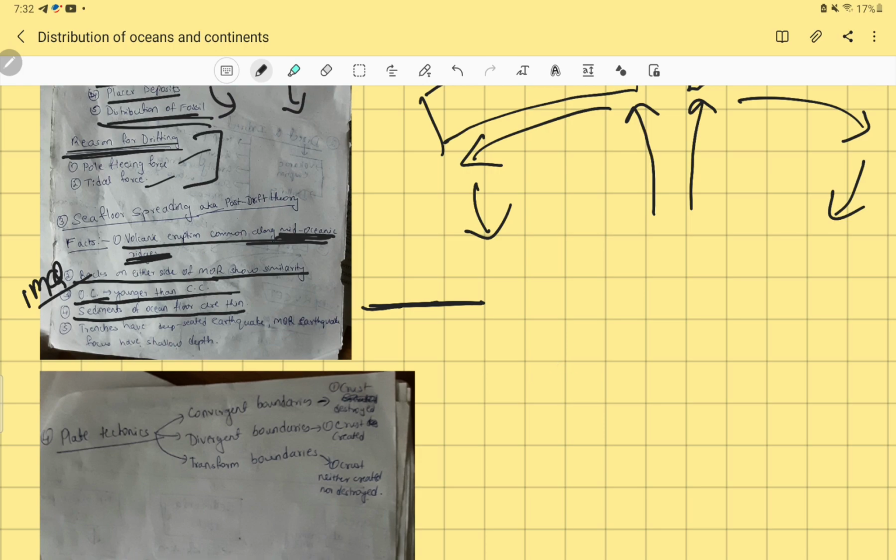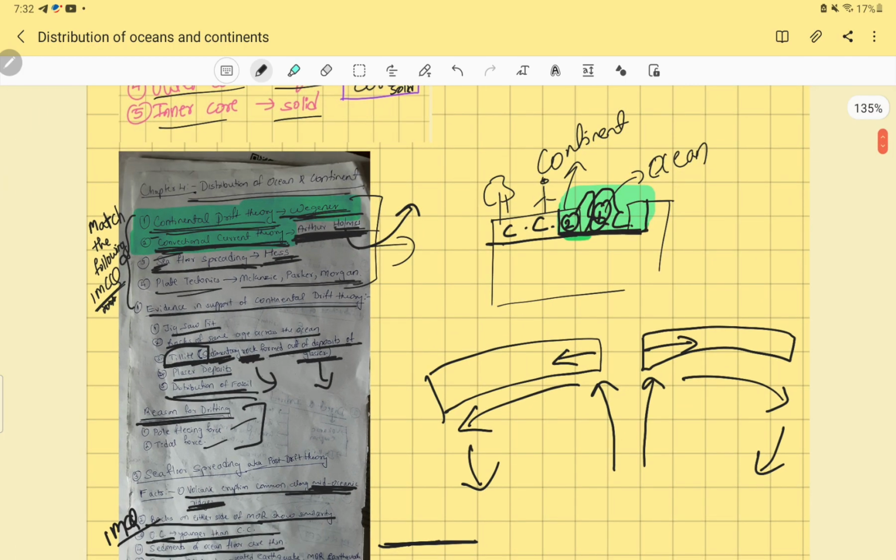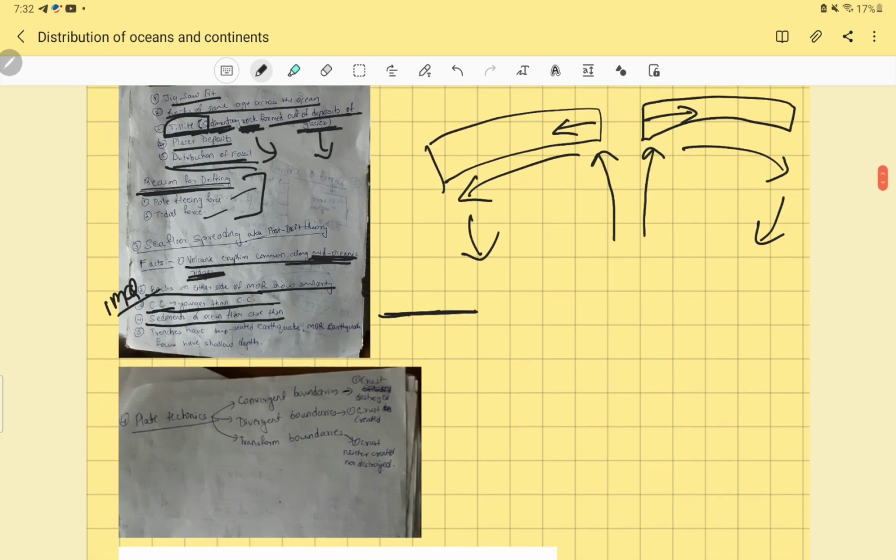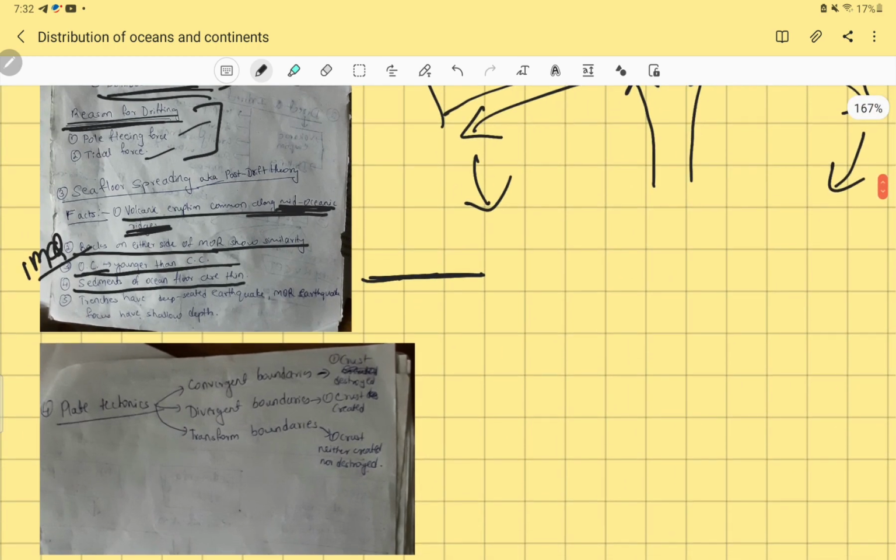Then the fourth fact is sediments of ocean floor are thin. Since the ocean floor is spreading, the sediments of the ocean floor are thin. And the fifth fact is trenches have deep seated earthquakes, while mid oceanic ridges have earthquake focus at shallow depth.